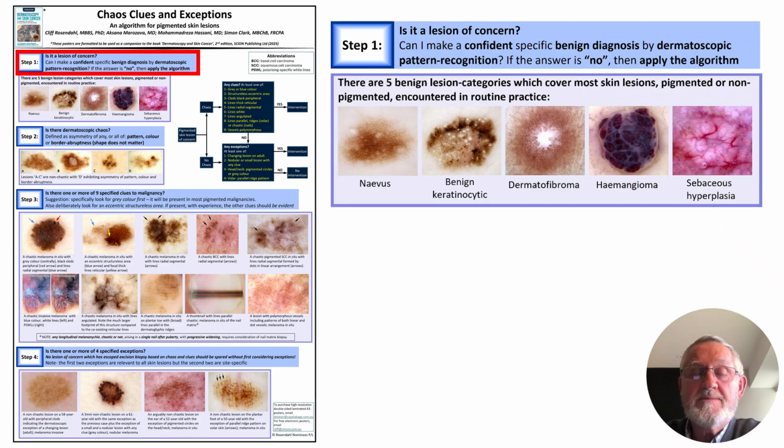of lesions. The first step in this method is to decide whether a particular lesion is a lesion of concern. Can I make a confident, specific, benign diagnosis by dermatoscopic pattern recognition? If the answer is no, then apply the algorithm. We need to practice looking at normal lesions to get good at recognizing immediately if a lesion is one of the 5 common benign categories: nevus, benign keratinocytic, such as seborrheic keratosis, dermatofibroma, hemangioma, or sebaceous gland hyperplasia.